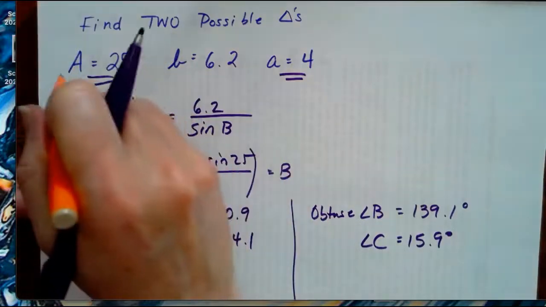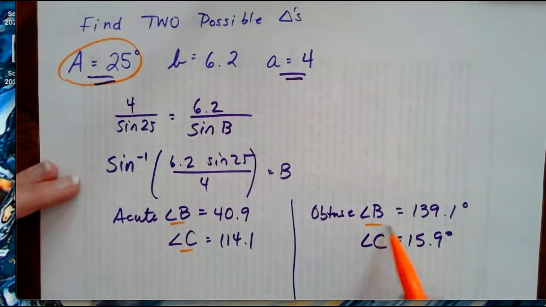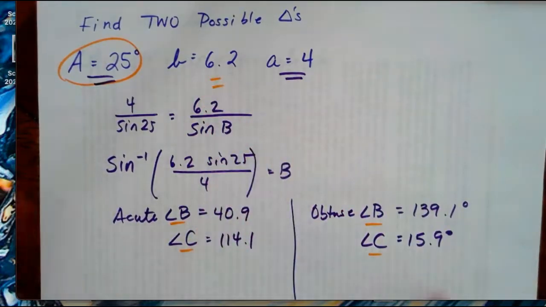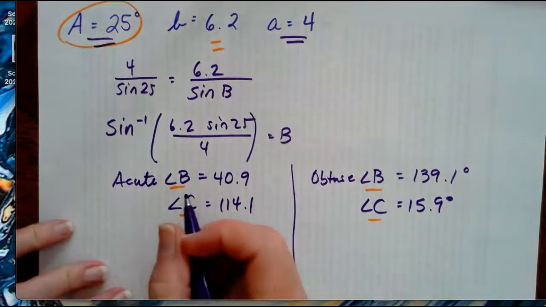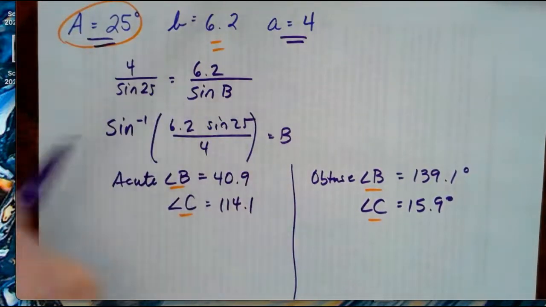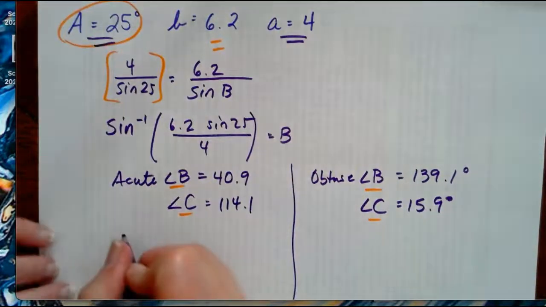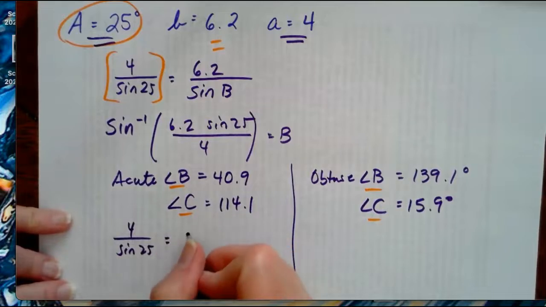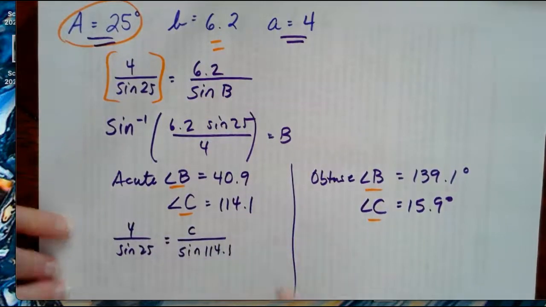So think about what we now know. We now know A, B, and C. There's three angles, A, B, and C. So we know little b. We just need to know little c for these two particular triangles. So let's go for it using law of sines. And I'm just going to utilize this given ratio once more. So 4 over sine 25 equals little c over the sine of 114.1.